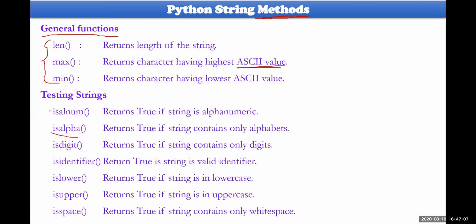Please check all the remaining test string methods here. They are always written only as True or False: whether it is satisfied, True; unsatisfied, False. That is why these methods come under the testing strings category.